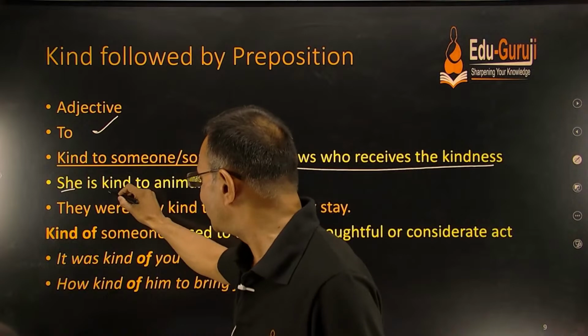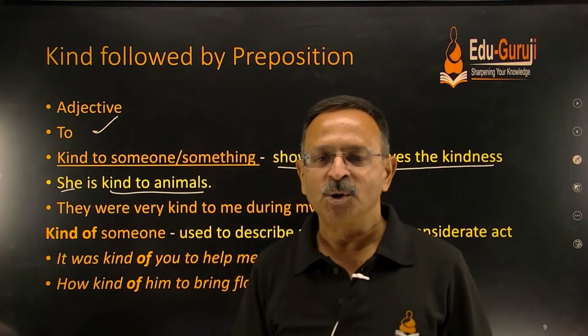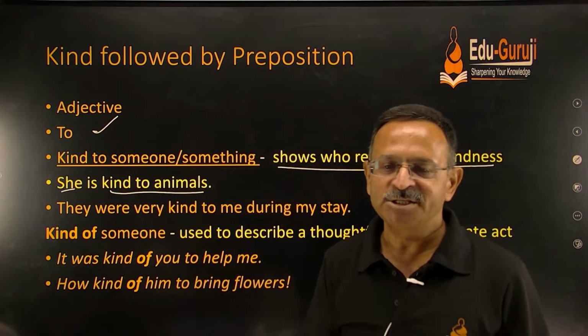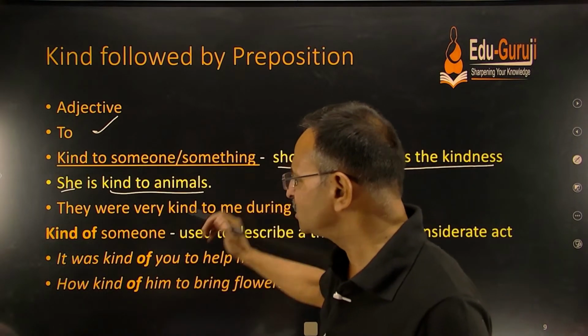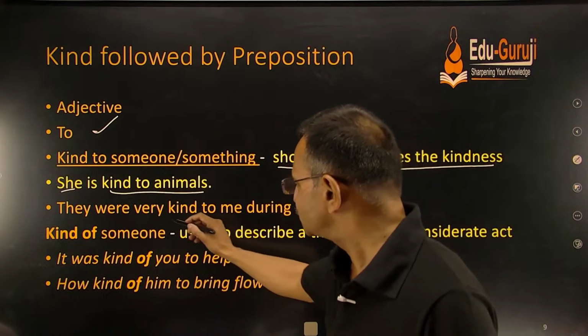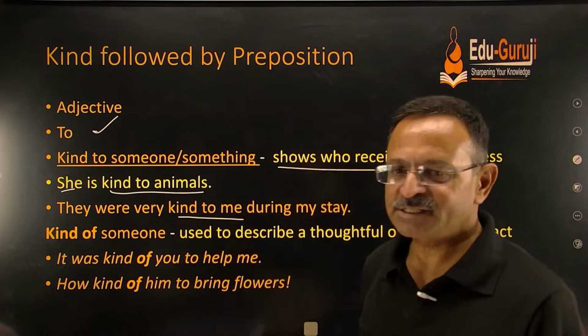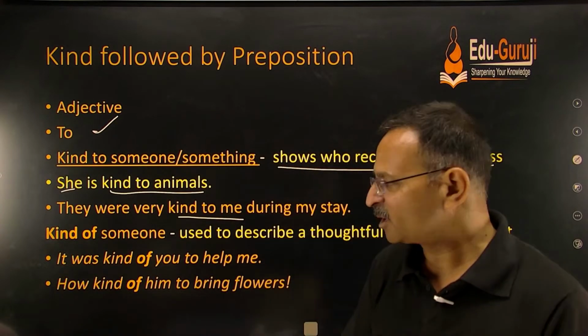So, she is kind to animals. Can you make out who is receiving the kindness? It is the animals who are receiving the kindness. So, they were very kind to me. In this case, I am the receiver of the kindness.